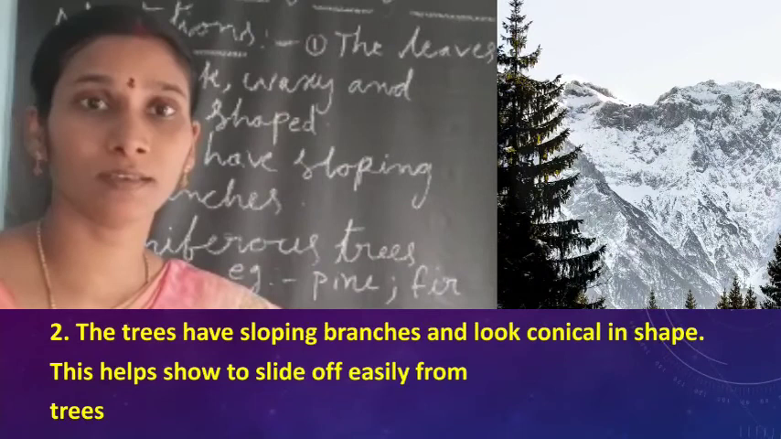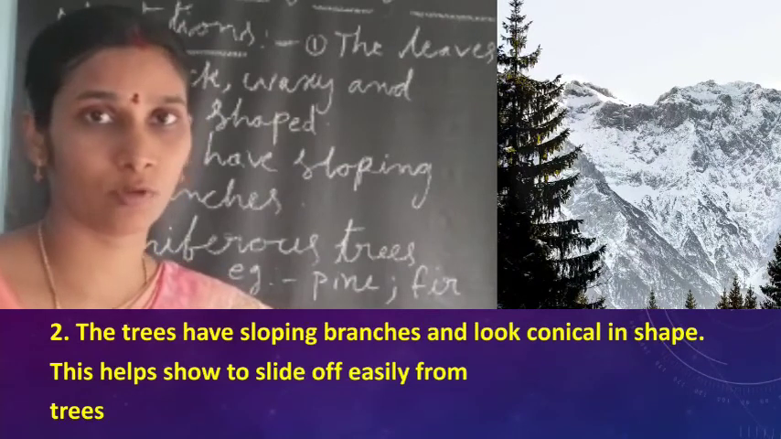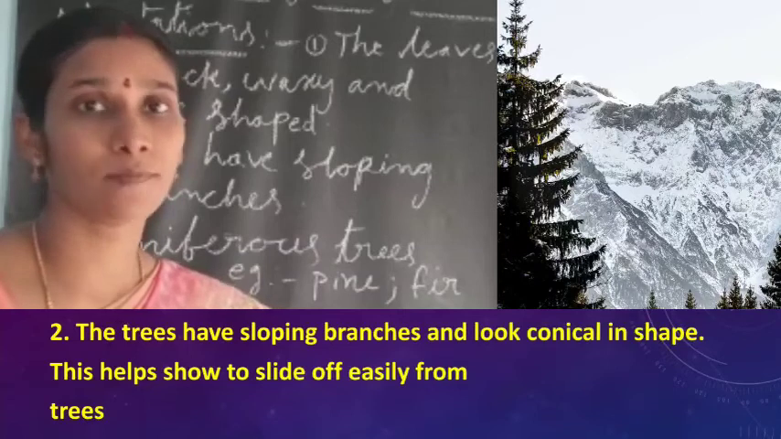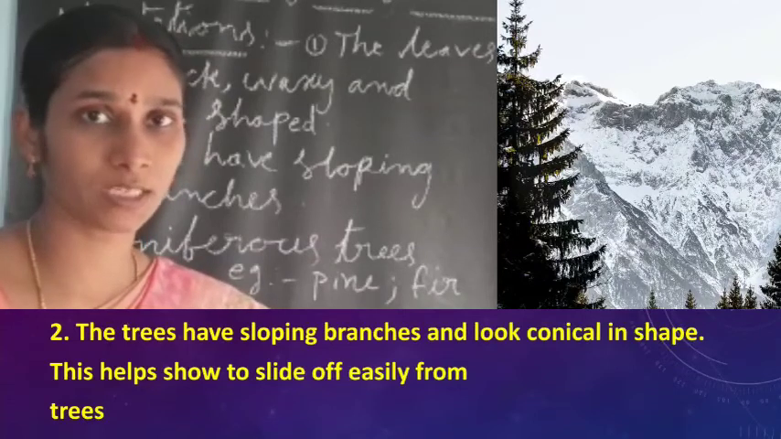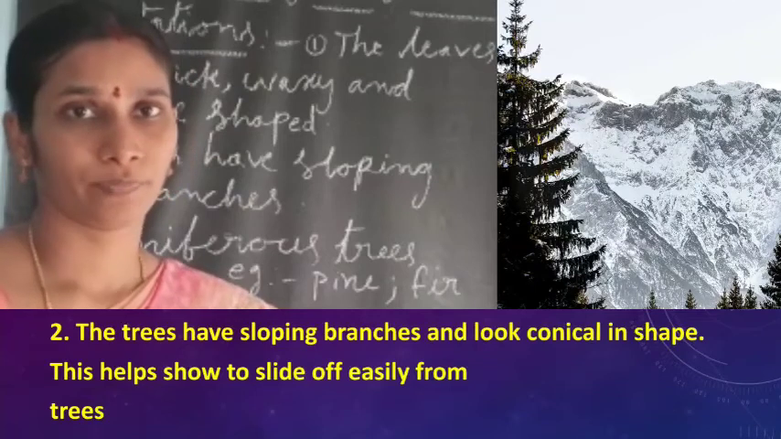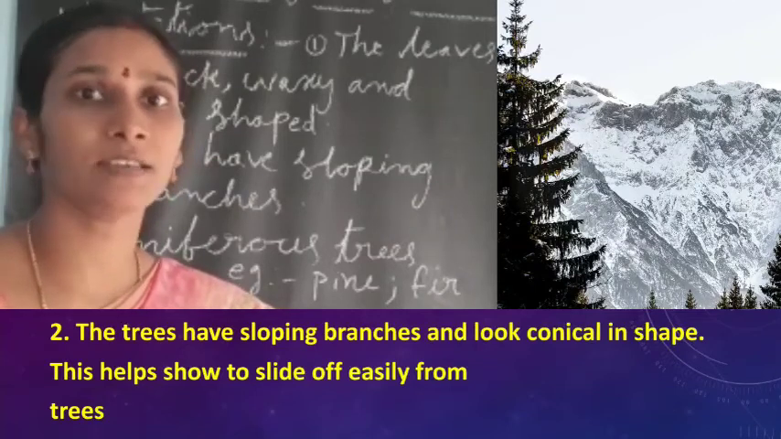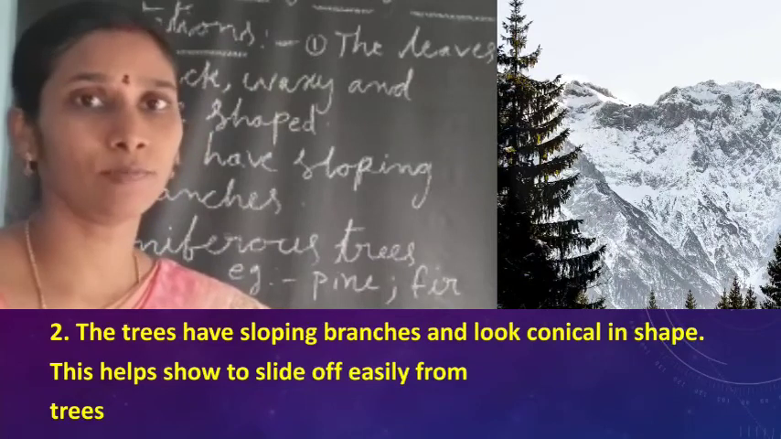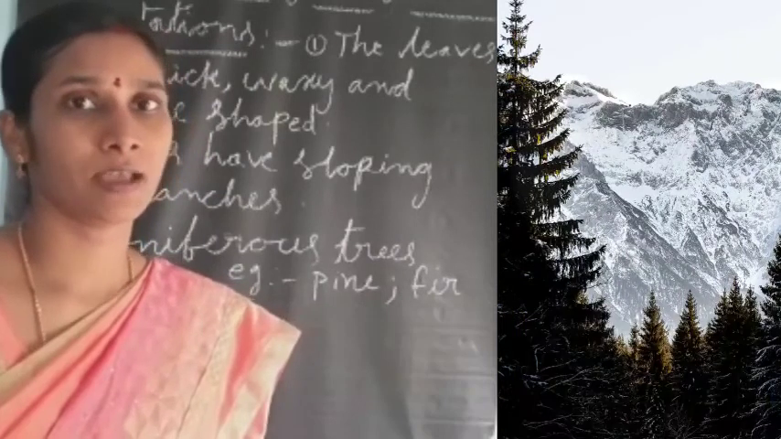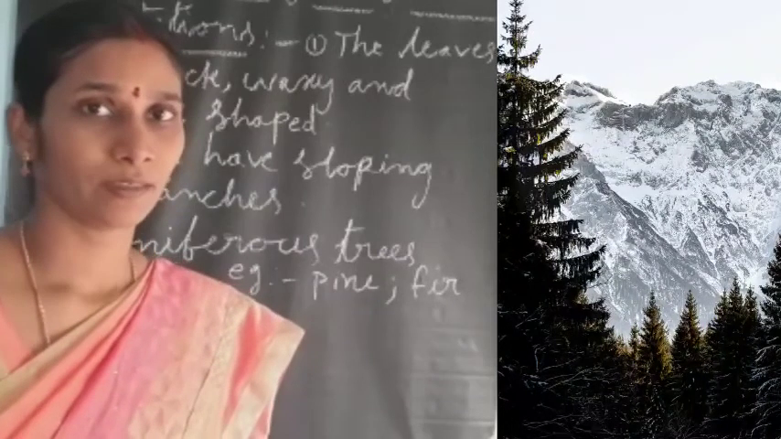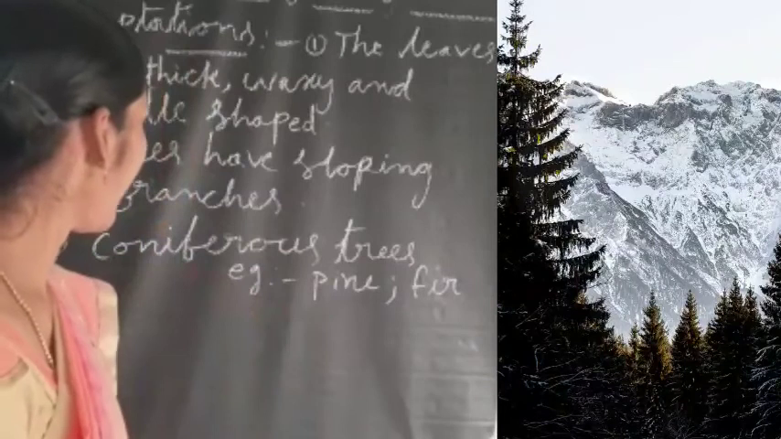They grow where there is a lot of snowfall. When the snow falls on the trees, because of this adaptation, the sloping branches and conical shape, the snow easily falls off the tree. So that's why they have sloping branches and a conical shape. Okay? And next, see the third adaptation.